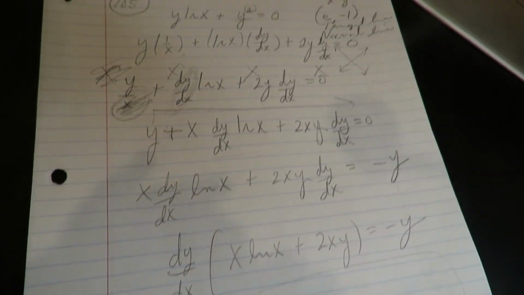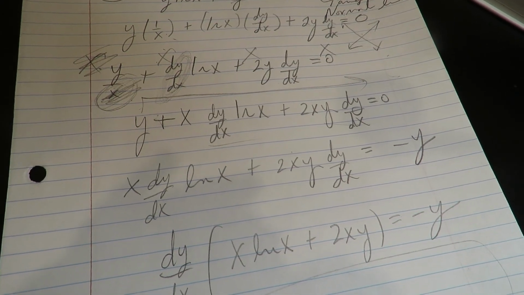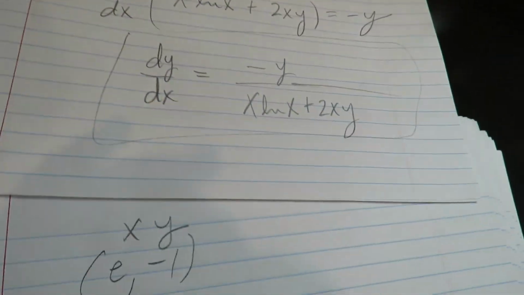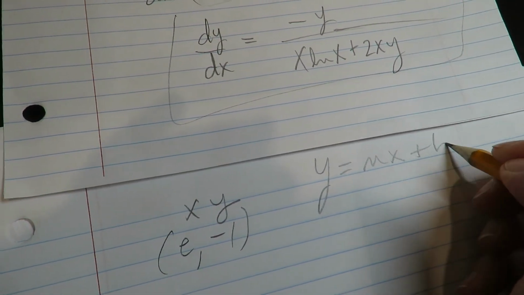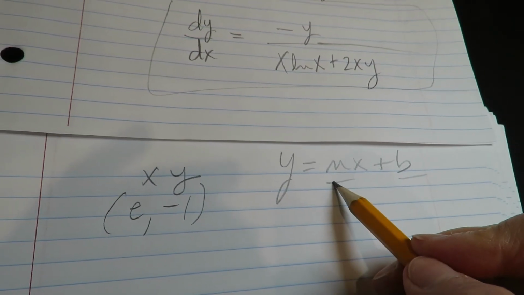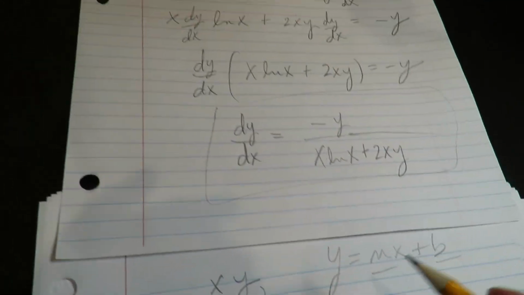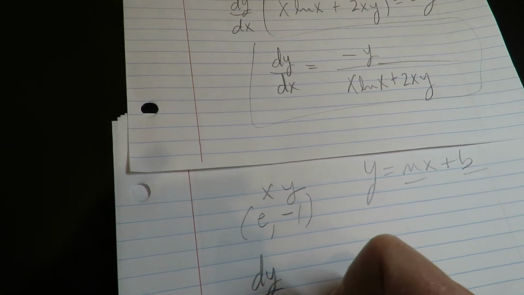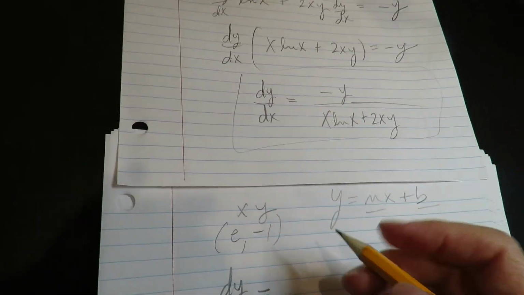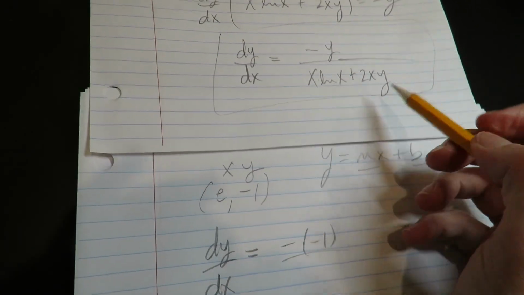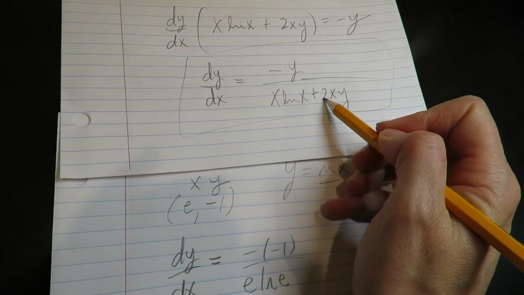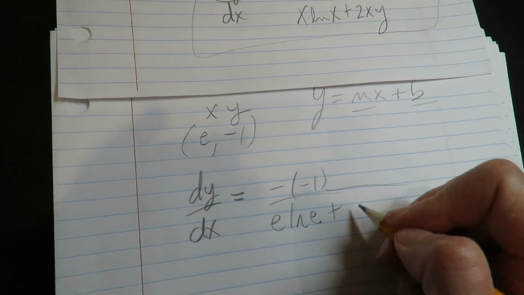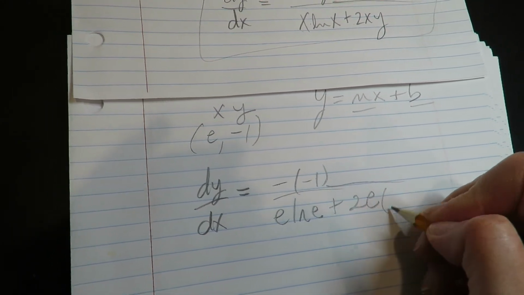All right, let me just rewrite the point over here. Just give me a second to get my marbles in a row. Okay, that's my point. Because what I'm going to do is create the tangent line, and to do that, I need m and b. So right now I'm going for the m by using the derivative. All right, so dy dx is negative y over x ln x plus 2xy. So it's negative negative 1, over e ln e plus 2xy. 2x is e, y is negative 1.